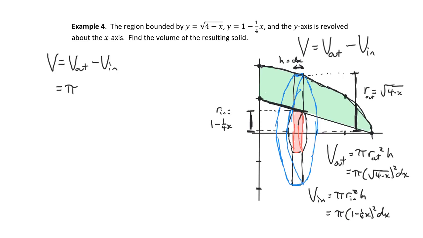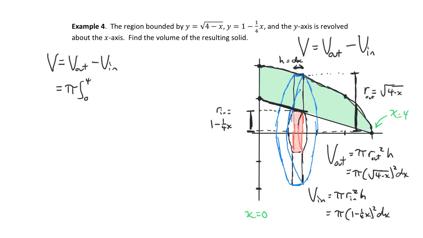Oh, we haven't discussed limits. We have to know our limits. We are integrating with respect to x. Where does this region start? The green region starts at x equals 0, and the green region ends out here when x is equal to 4. So our integral is going to go from 0 to 4.